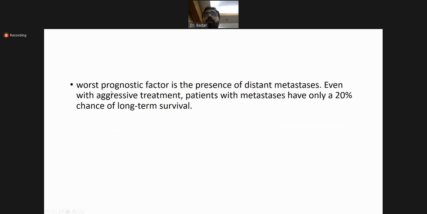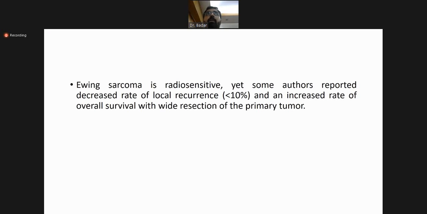You also need to consider the prognosis. The worst prognostic factor is distant metastasis. Even with aggressive treatment, patients with metastasis have only a 20% chance of long-term survival. So whatever you want to treat, you should treat before metastasis, and if you treat before metastasis, the prognosis is excellent. Another thing is that Ewing sarcoma is radiosensitive, with reported local recurrence rates of less than 10%. So radiosensitivity is another important thing that is beneficial in the treatment of Ewing sarcoma.